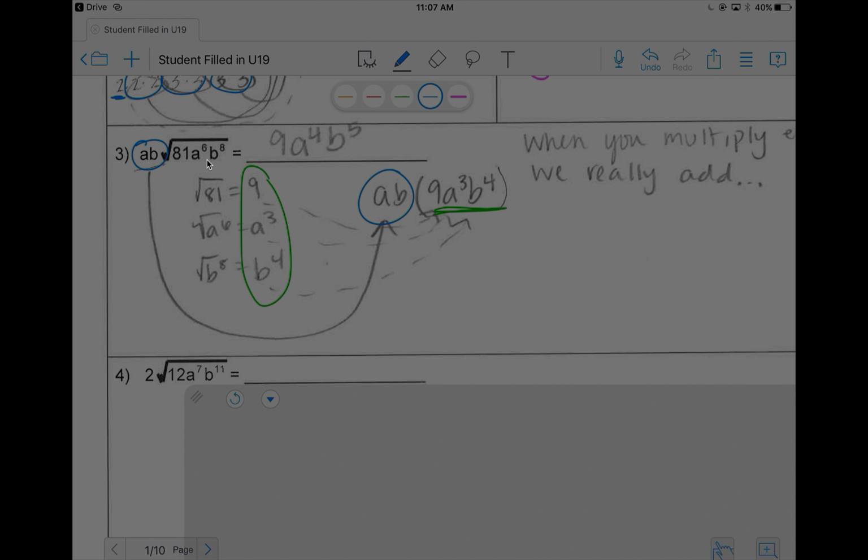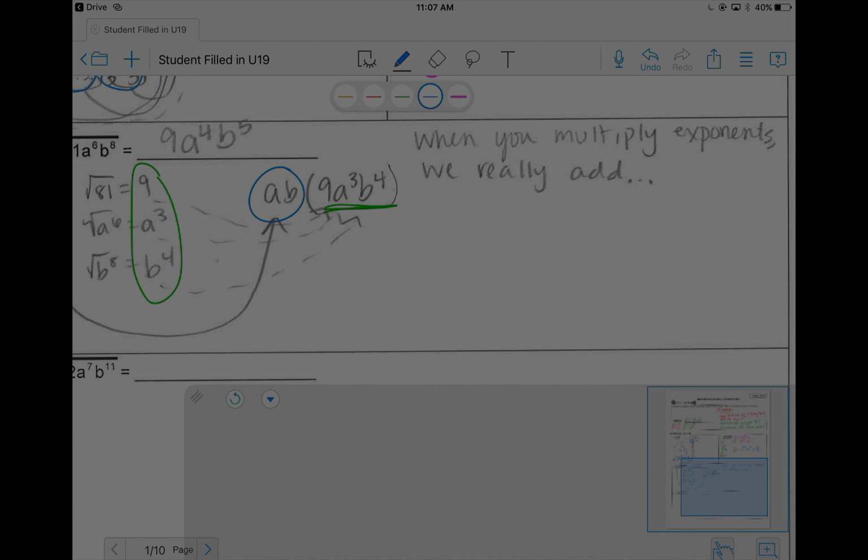So remember, we simplify the square root first. Once we have that simplified, we bring this piece back in. So we have AB times my simplified square root. Now my simplified square root was 9a cubed b to the 4, and I'm multiplying in an a and a b.